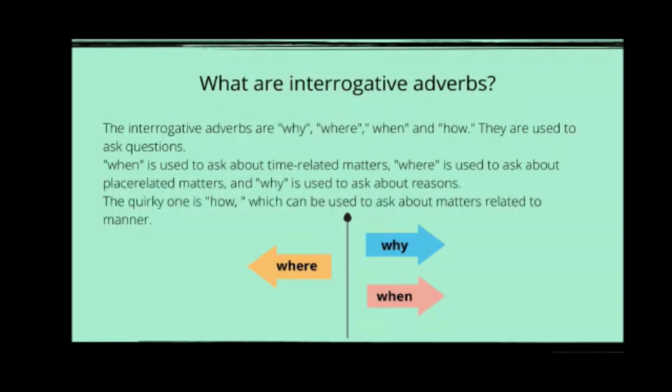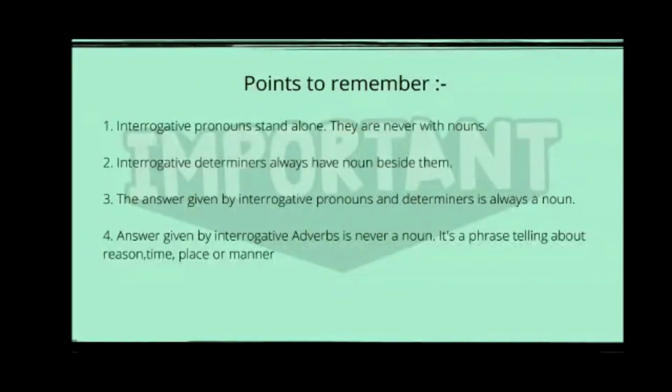So up till now, we learned three types of interrogatives: interrogative pronouns, interrogative adjectives, and interrogative adverbs. Let's have a quick revision. We have to remember some points. The first one is that interrogative pronouns always stand alone. They are never with nouns. Interrogative determiners always have a noun beside them. The answer given by interrogative pronouns and determiners is always a noun. And the answer given by interrogative adverbs is never a noun. It's a phrase telling about reason, time, place, or manner.